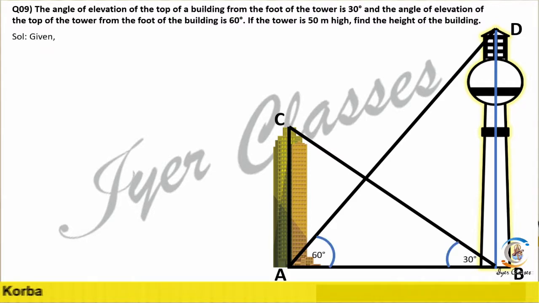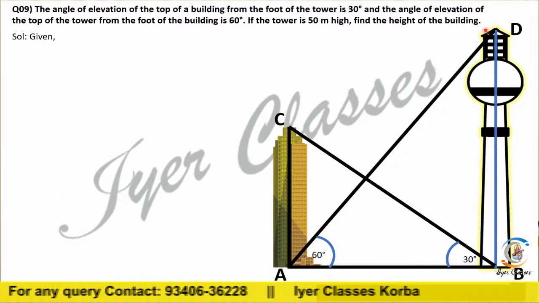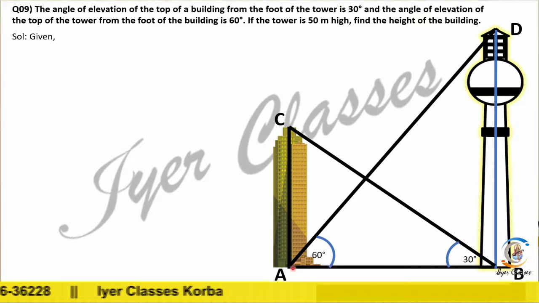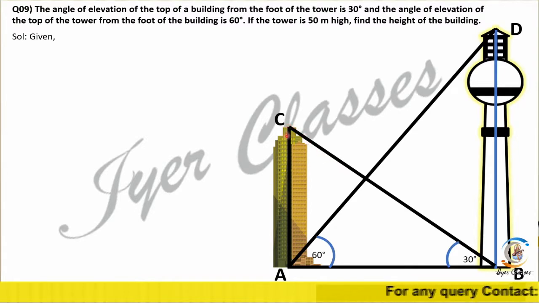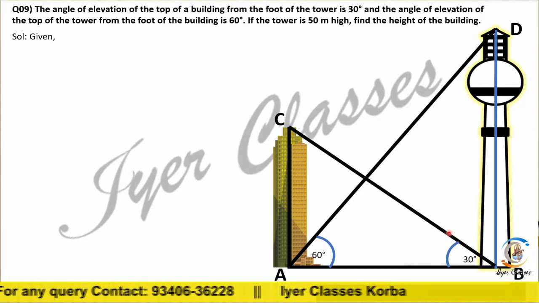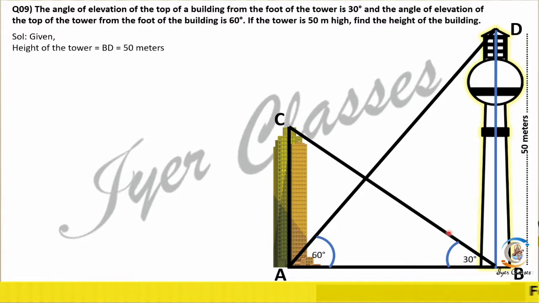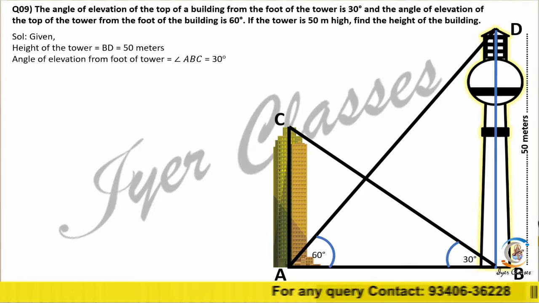Okay, now the angle of elevation, if you stand at the foot of the building, the angle of elevation of the tower is 60 degrees, and if you stand at the foot of the tower and look at the building, the angle of elevation is equal to 30 degrees, and that is what is given to us. And another important thing given to us here is the height of the tower, which is equal to 50 meters, right? Now using this we have to find out the height of the building.